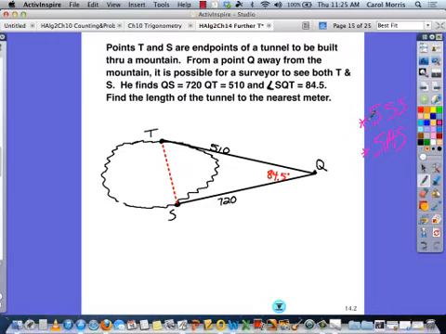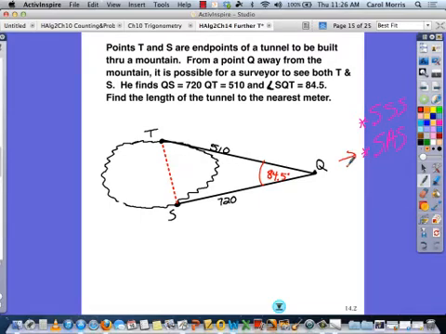Looking at this scenario, points T and S are the endpoints of a tunnel that will be built, so it's not built right now, through a mountain from a point Q away from the mountain. It is possible for a surveyor to see both point T and point S. He finds the distance QS to be 720 and QT to be 510. With those surveying tools, compass-like, they can do some measurements. The angle he's looking at, SQT, is an 84.5 degree angle. So we can mark that, and we have a side-angle-side relationship.